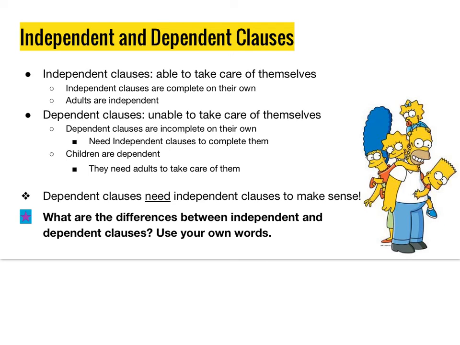Now, dependent clauses are like children. Children cannot take care of themselves, so they need adults to help take care of them. Just like Bart, Lisa, and Maggie, dependent clauses are incomplete on their own. The kids need Homer and Marge, their parents, or independent clauses to help them out. Can you think of another way to describe independent and dependent clauses? Pause the video and answer Bart's question.